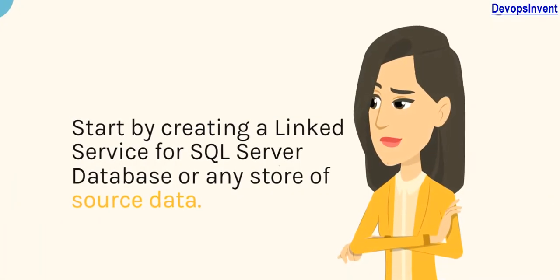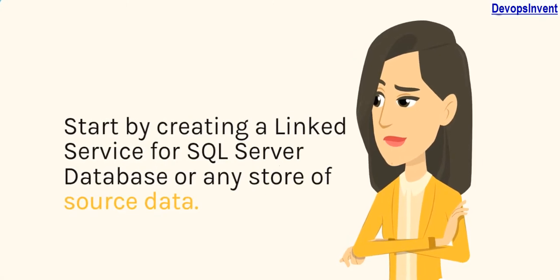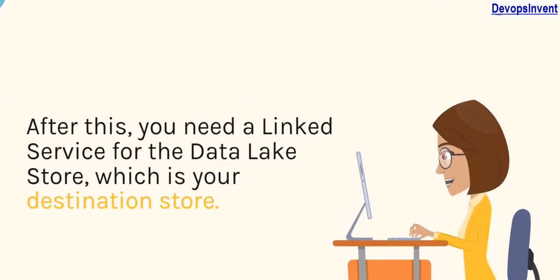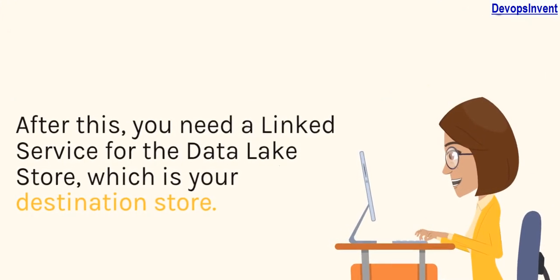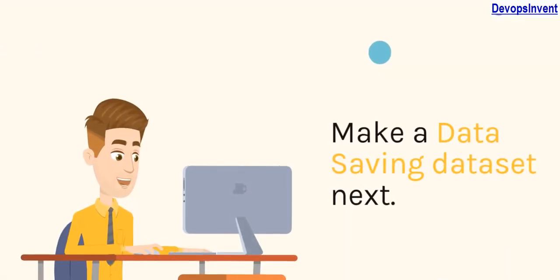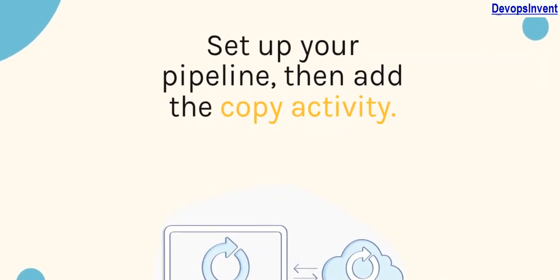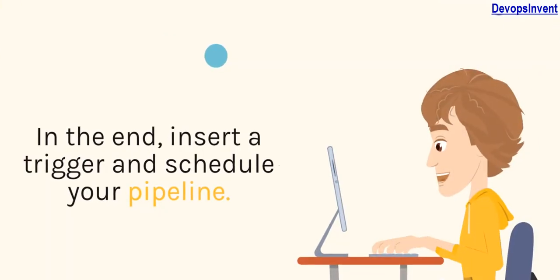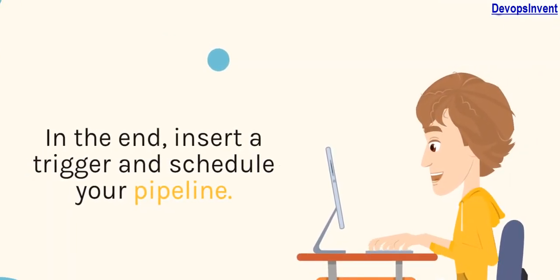Start by creating a linked service for SQL Server database or any store of source data. After this, you need a linked service for the data lake store, which is your destination store. Make a data-saving dataset next. Set up your pipeline, then add the copy activity. In the end, insert a trigger and schedule your pipeline.